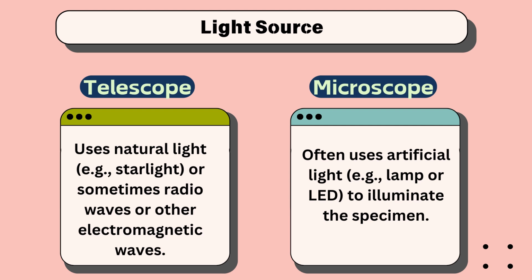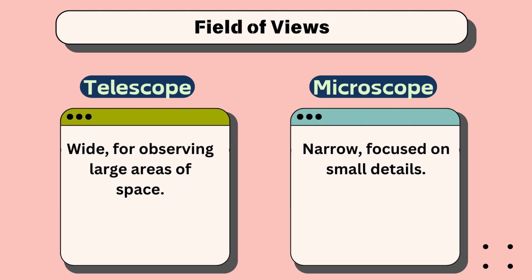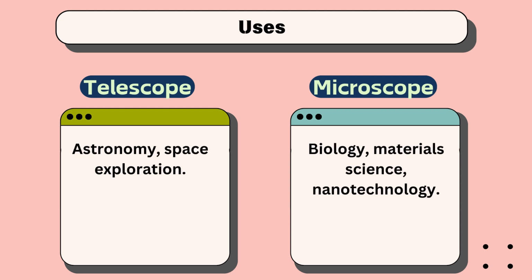Light source: in telescope, uses natural light such as starlight or sometimes radio waves or other electromagnetic waves. In microscope, often uses artificial light, for example a lamp or LED, to illuminate the specimen. Field of view: telescope, wide for observing large areas of space. In microscope, narrow, focused on small detail. Uses: in telescope, astronomy and space exploration; in microscope, biology, material science, and nanotechnology.